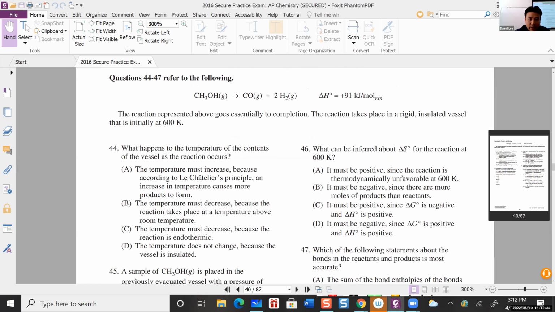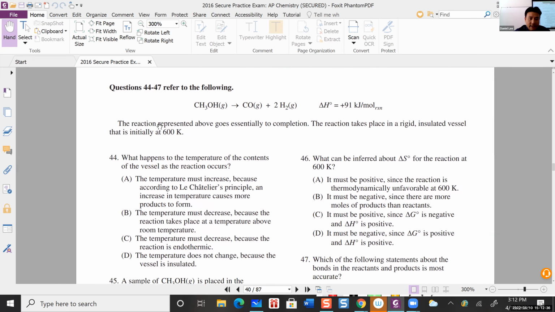So this is not an equilibrium, but the reaction goes to completion. So that's limiting, we're told. So K must be huge and delta G is negative. All right, and this is endothermic. The reaction takes place in a container at 600 Kelvin, 44. What happens to the temperature of the contents as the reaction occurs?